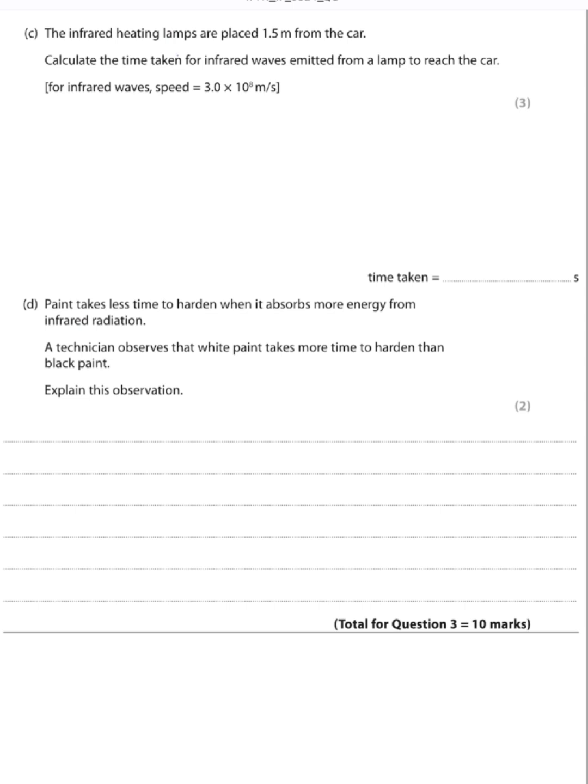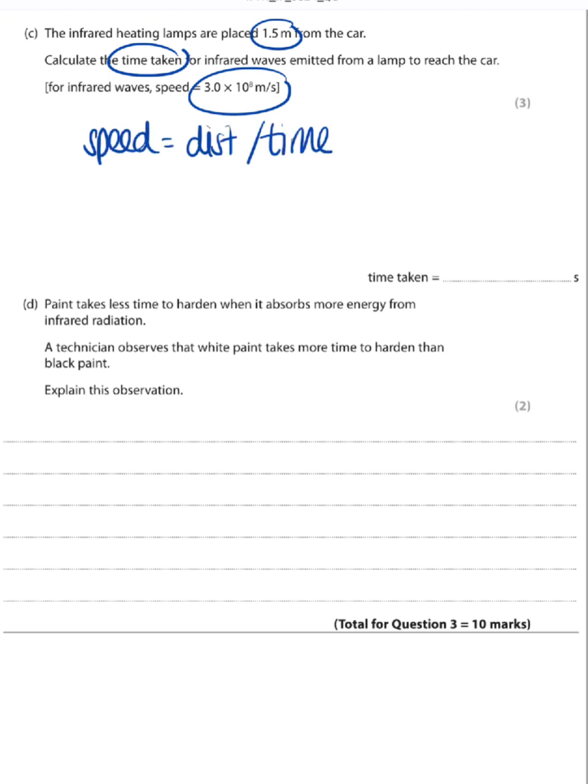Now we're being asked to calculate the time taken for the waves to reach a car. We are given the distance that the lamp is from the car, and we are given the speed. So we need to go to our formula sheet here, and we need to use the equation for speed, which is that speed is equal to distance divided by time, and we then need to rearrange that to make time the subject. So time is equal to distance divided by speed.